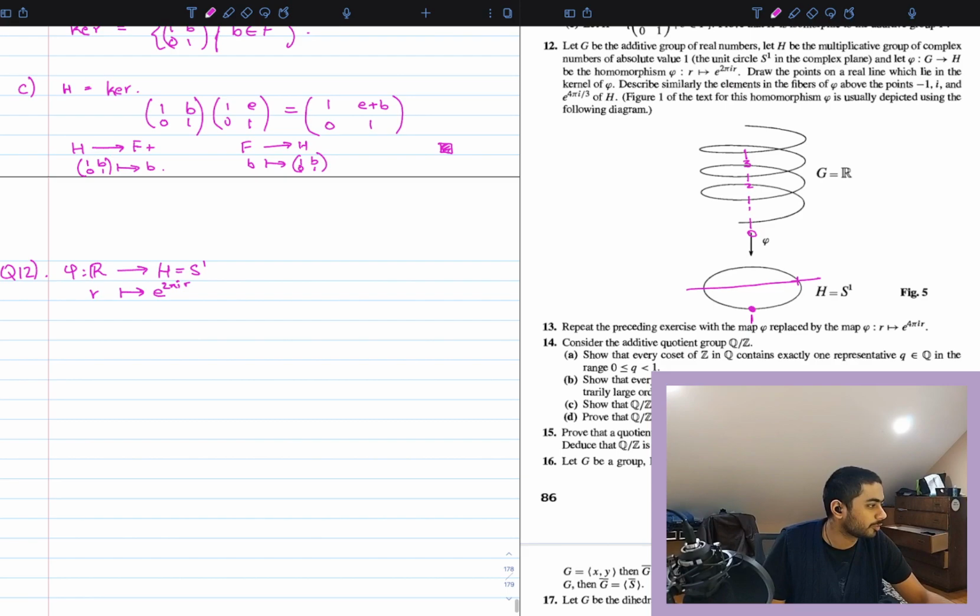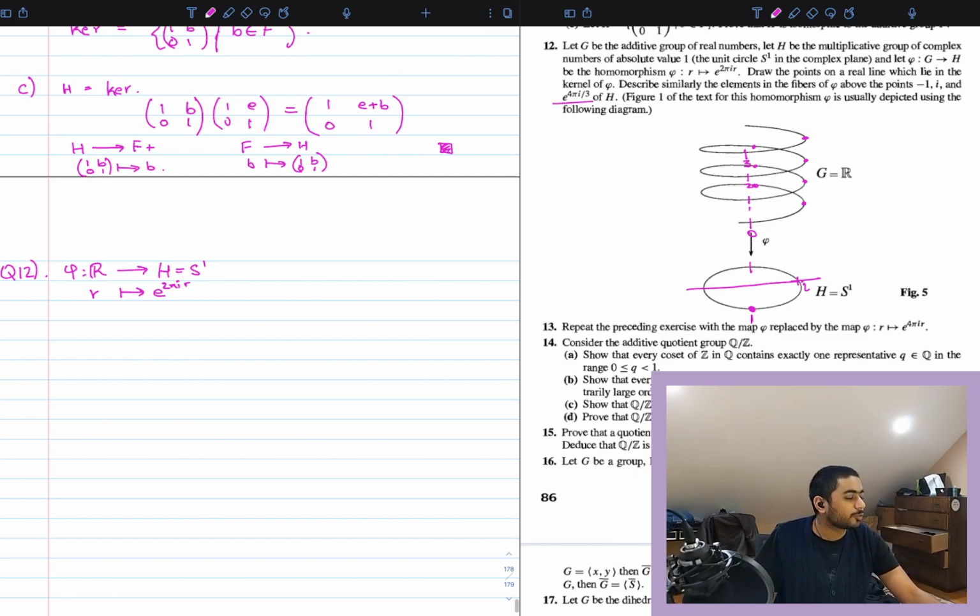So let's say we wanted the fiber of i, which is over here. Then we would just look at all these rightmost points over here. This is such a nice geometric picture. I really like it. The fibers of -1: -1 is over here, and so the fibers are the points back here.